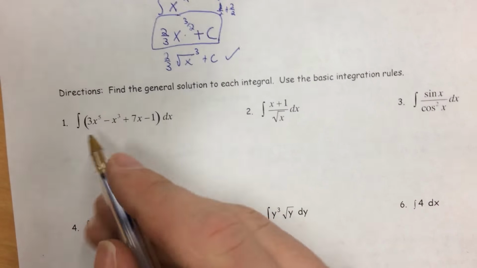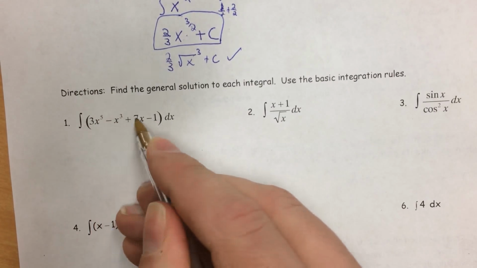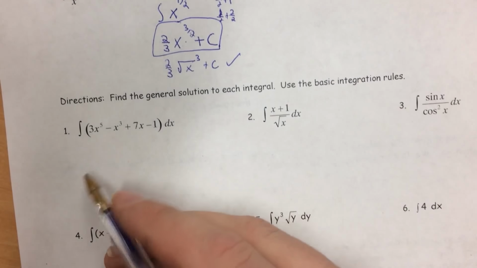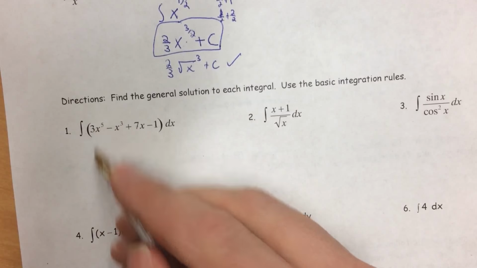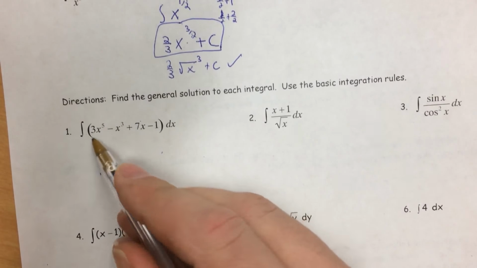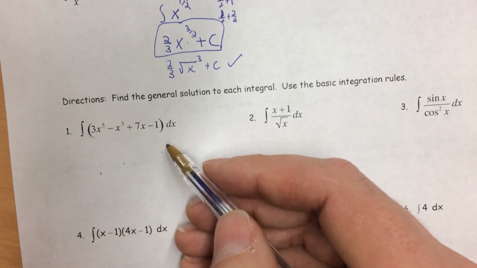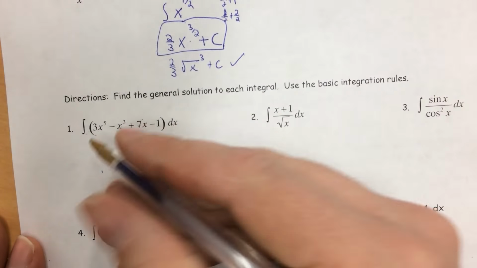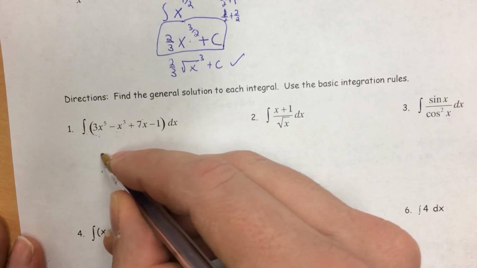Number 1 has the integral of a bunch of things added and subtracted together. Well, let's remember that when we're doing derivatives, if you have the derivative of a bunch of things added and subtracted together, you just do the derivative of each one. So if you have a bunch of things added together, that's the result of a bunch of separate derivatives. And so you can do the integral of each one separately. So that's what we're going to do. We'll just do each one separately.